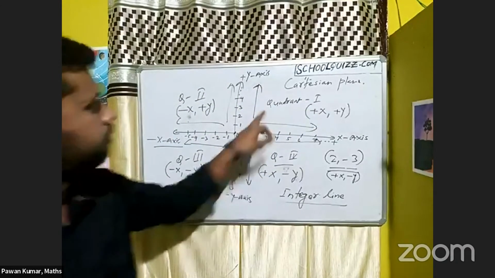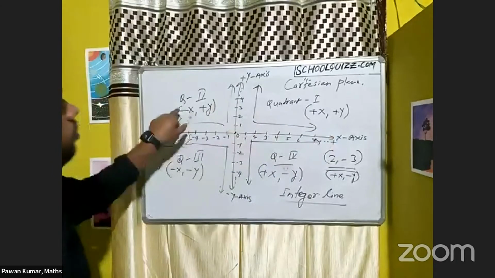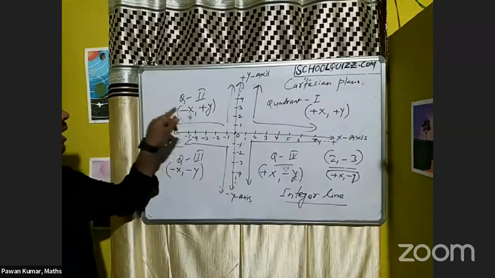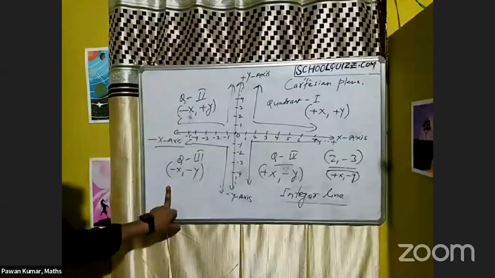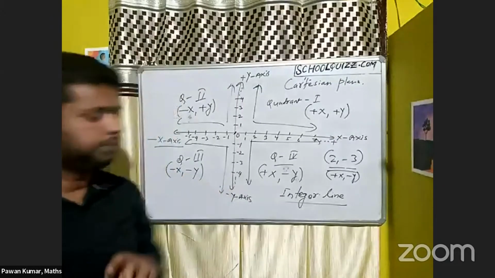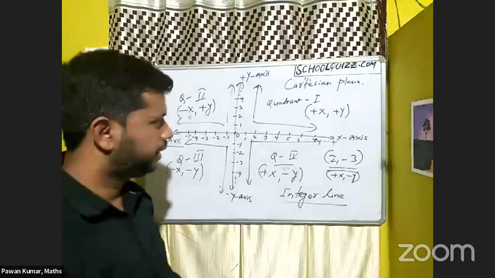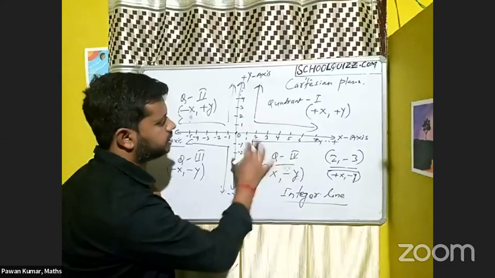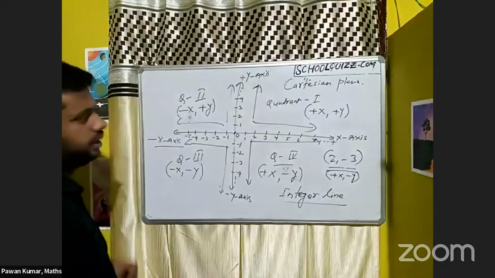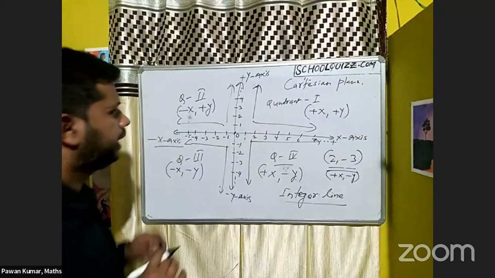So in quadrant 1, both are positive. In quadrant 2, x is negative and y is positive. In quadrant 3, all are negative, and in the fourth, x is positive and y is negative. Now, one more point: what happens when the point is on the line?